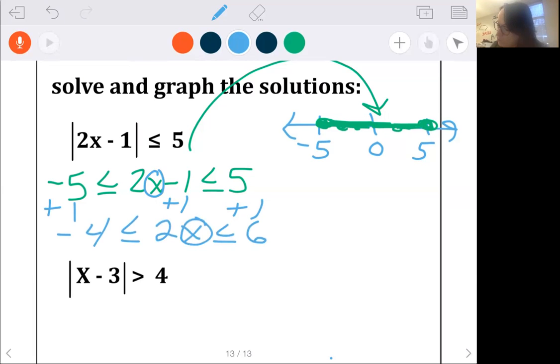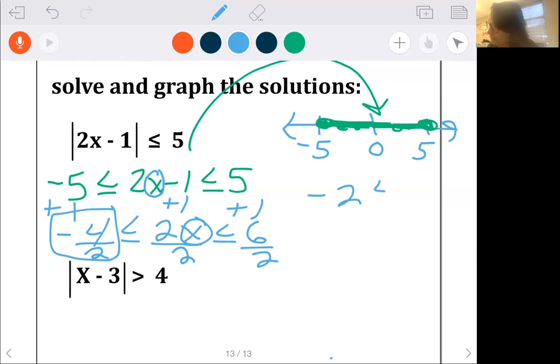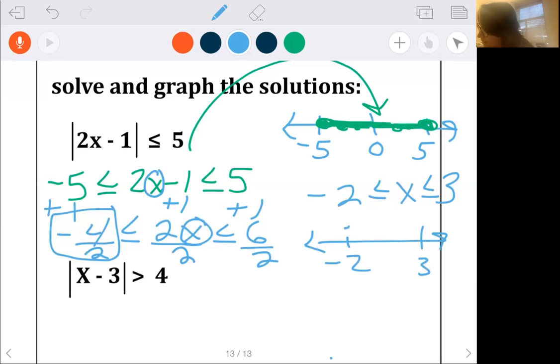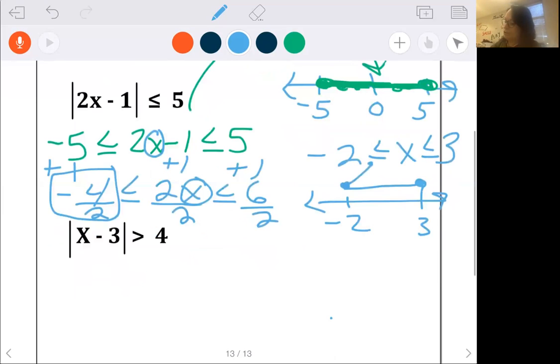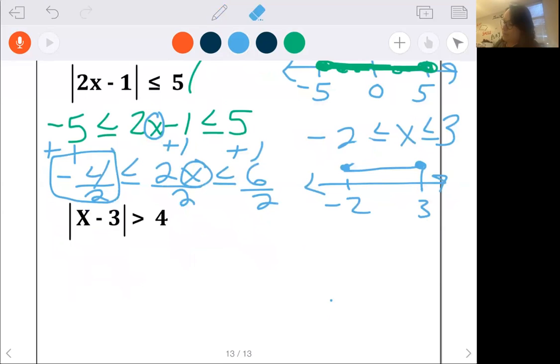How do I undo multiplication by 2? Now, even though I'm getting a negative over here, I don't change the direction of the inequality because you have to be dividing by a negative. And I divided by a positive 2. So here are my values for x. And to graph them, remember, we just put them both on there. Solid dots because of the equal to bar, and we are smashed between negative 2 and positive 3 for our values of x.